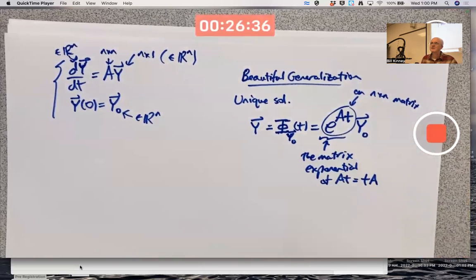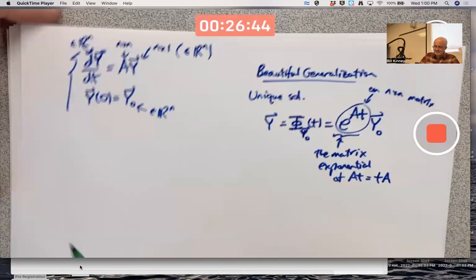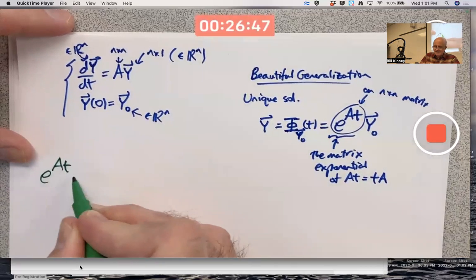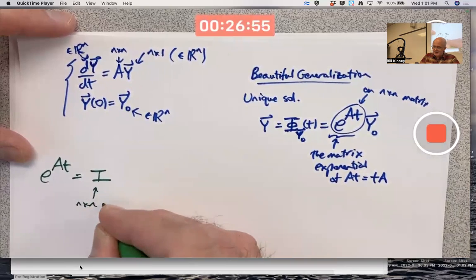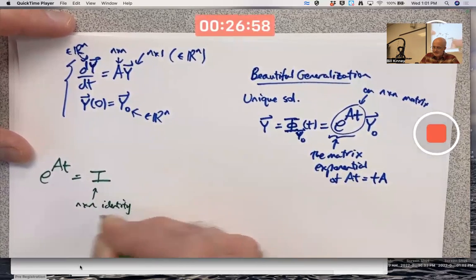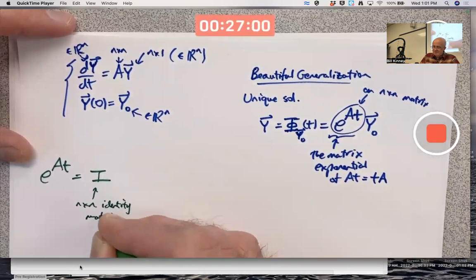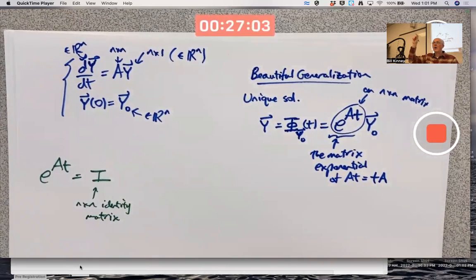How this matrix exponential is defined is actually with an infinite series. e to the At is I, where that's the n by n identity matrix, that has all ones in the main diagonal from upper left to lower right, and zeros everywhere else. That's what I is. We've seen that in the 2x2 case: 1, 0, 0, 1.